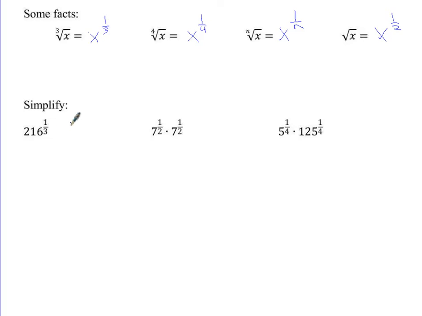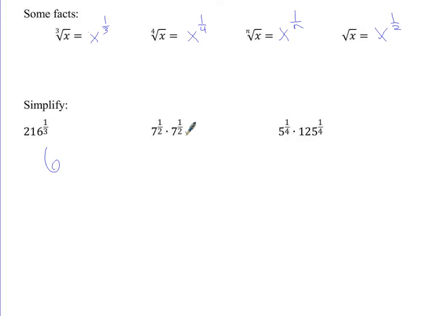216 to the 1/3 power is really saying the third root of 216. Do we have a number that times itself 3 times gives me 216? 6. So the answer is 6. And you'd probably type that into your calculator just as quickly as I reasoned my way through that, but that's what that is saying. What about 7 to the 1/2 times 7 to the 1/2?